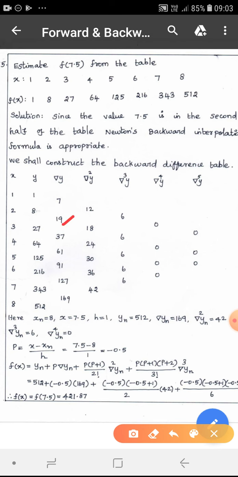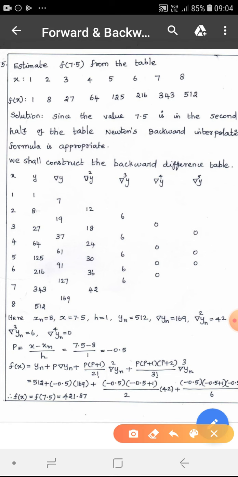So 19 minus 7, 12. 37 minus 19, 18. 61 minus 37, 24. 91 minus 61, 30. 127 minus 91, 36. 169 minus 127, 42. So these values give the second order backward differences or del square y.